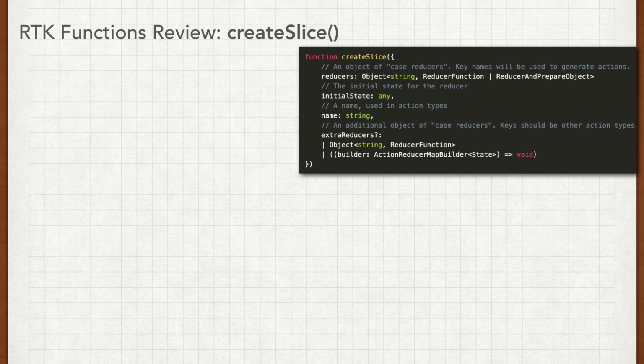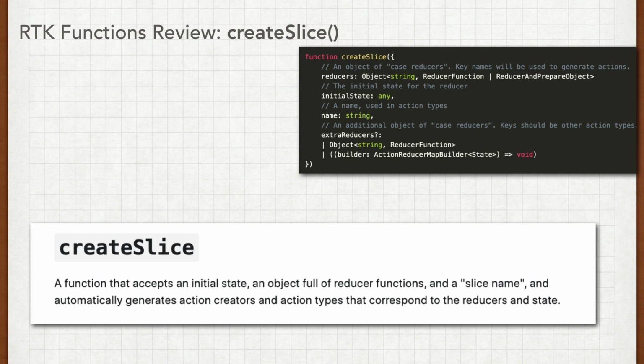So the next function that we're going to talk about is the famous createSlice. So this is what it looks like. It takes an object with 4 keys, 3 being required and 1 being optional. I got the snippet from the documentation, it says that createSlice is a function that accepts an initial state, an object full of reducer functions, and a slice name, and automatically generates action creators and action types that correspond to the reducers and state.